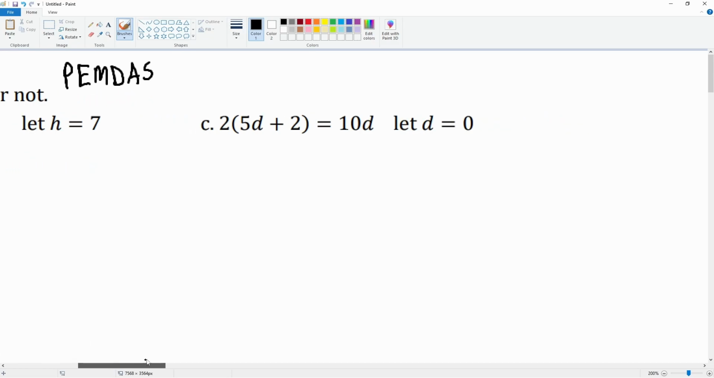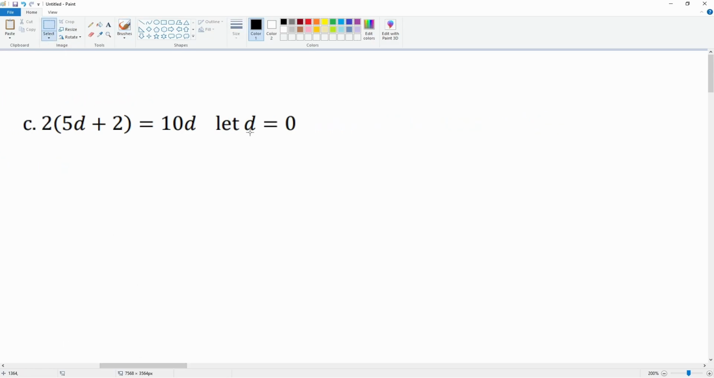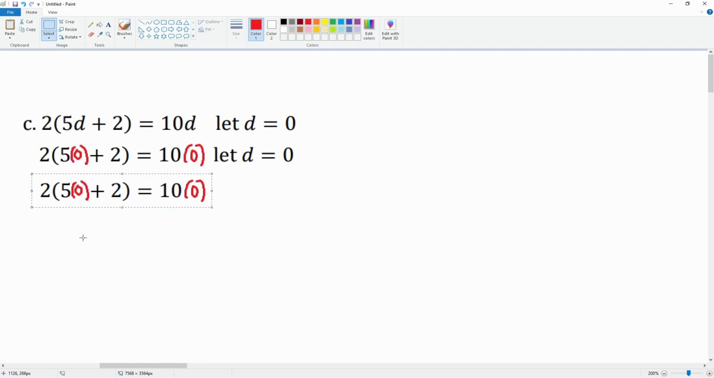Now let's take a look at C. Here we are going to see if d equals 0 is a valid solution. So I'm going to erase the letter d here and plug in the value of 0 for d. I always put in parentheses, so I take out the d and put parentheses 0. Now we can simplify. We do inside the parentheses first. What is 5 times 0? That is 0. So here we put the number 0, because that's what 5 times 0 is.